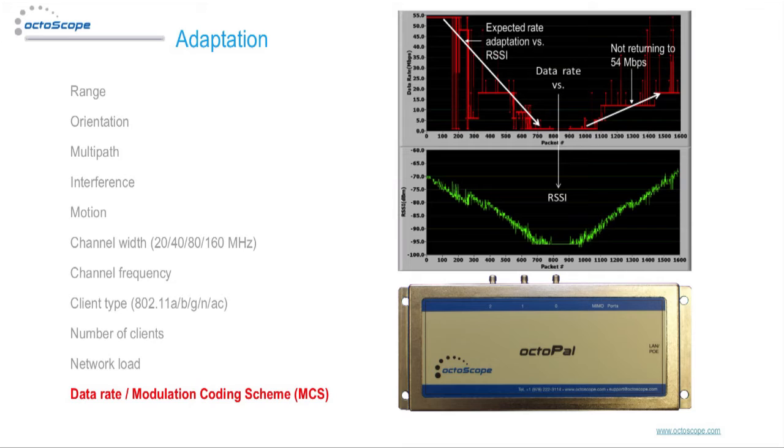Wireless devices automatically adapt to hostile conditions such as path loss, interference, and multipath. If adaptation protocols are inadequately implemented, performance will be impacted. Thus, it is important to verify adaptation behavior in a focused test. The key adaptation technique is data rate or modulation coding scheme adaptation. The plot shown here demonstrates data rate adaptation as a function of signal strength, or RSSI. The device under test adapts to lower data rates as expected with decreasing signal power, but the higher data rate is not recovered even once the original signal power is restored.